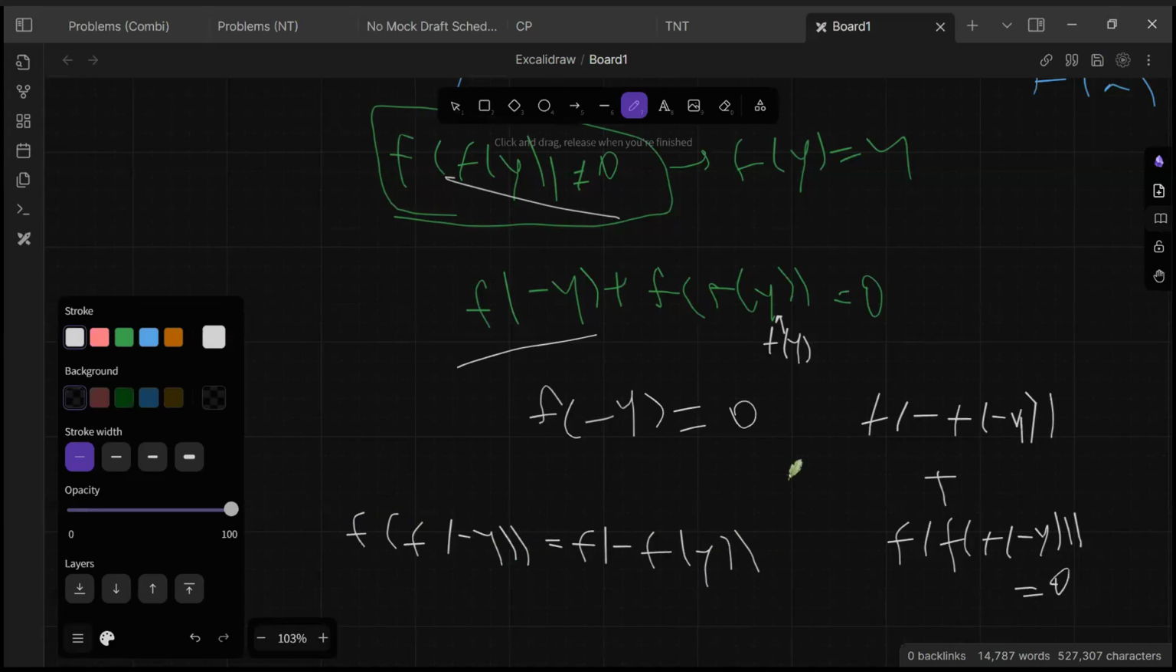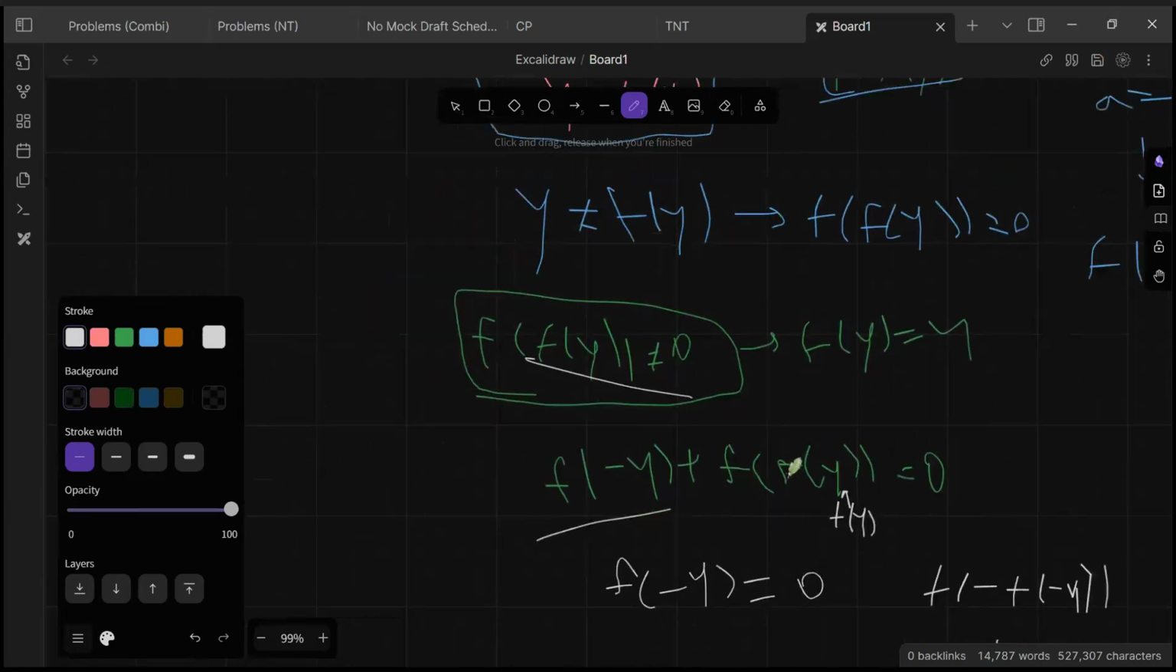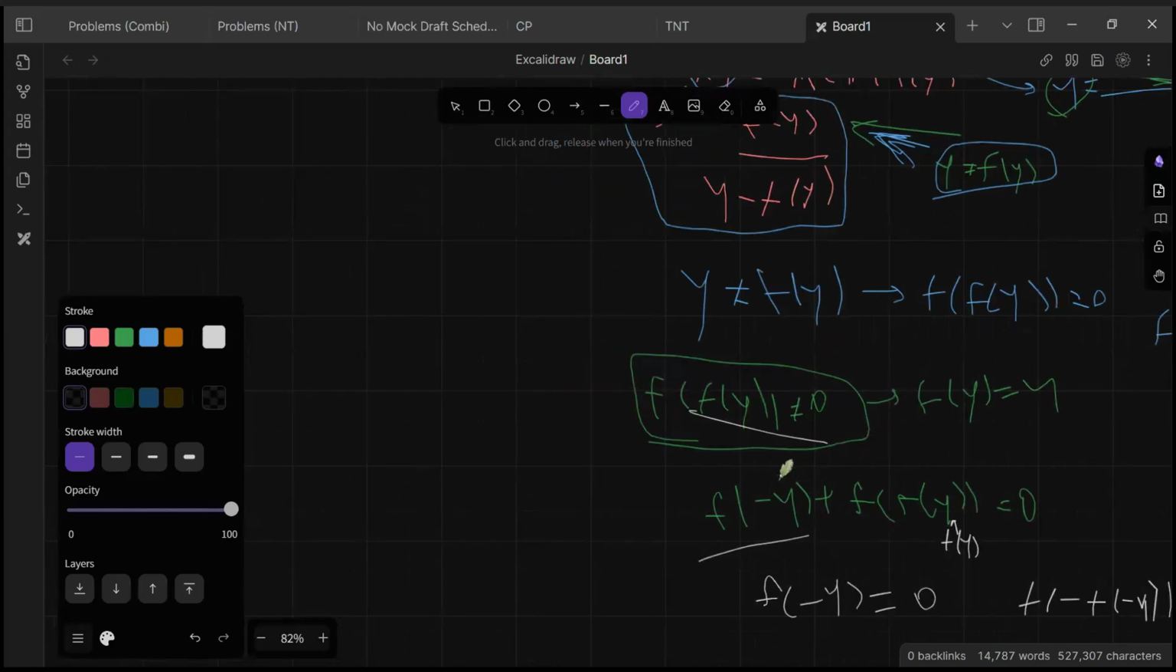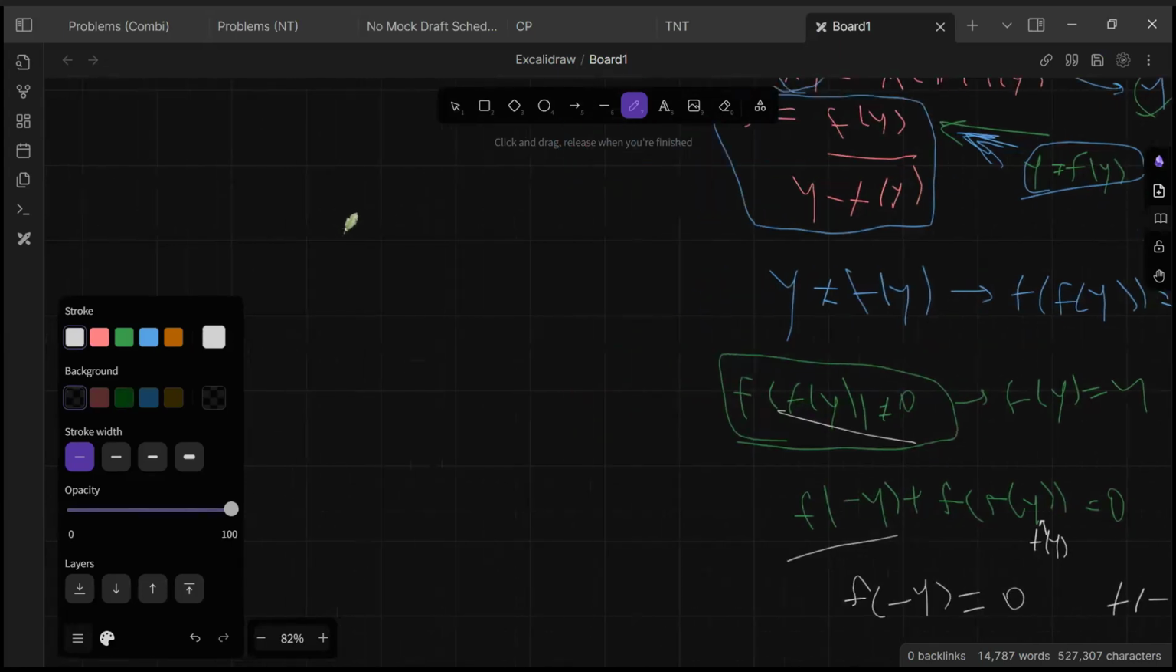Just one second. So what we've reduced it to, I'll just state this right now: f of minus y is either equal to 0 or f of y is equal to y. This is what we've reduced it to, right?